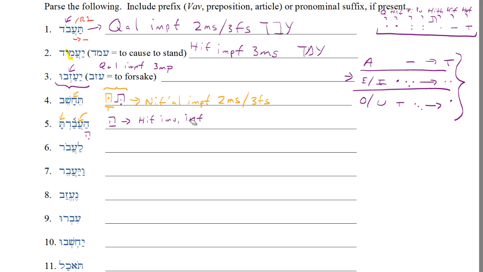And so we have, rather than a hifil infinitive or imperative, a hifil perfect first common singular. That's the first common singular ending of avar. And that would be I caused to pass over, or I overlooked.